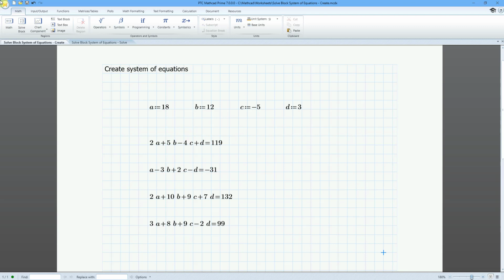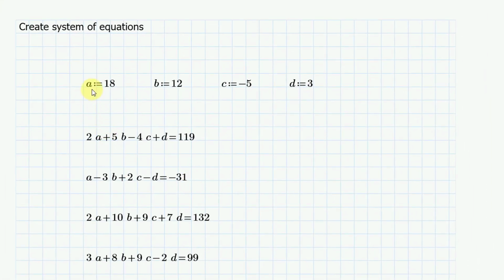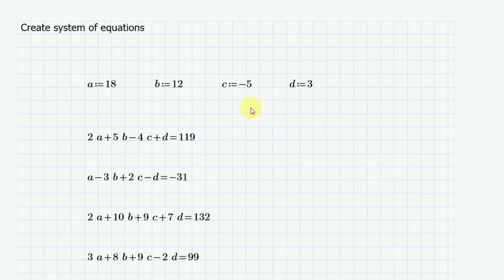First, I'm starting off on one worksheet where I constructed a system of equations. I created 4 different variables, A, B, C, and D, and I used the definition operator to give them some values. Then I created a bunch of equations and evaluated them. I'm going to take these 4 equations and do the process in reverse. I'm going to use these 4 equations in order to solve for the variables.